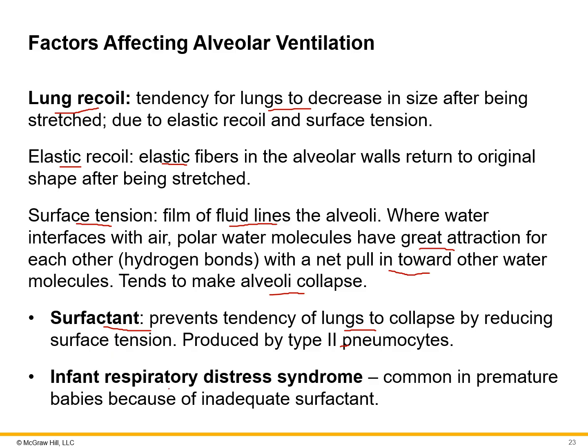And then we have what's called infant respiratory distress syndrome. This is common in preemies, premature babies, because their lungs haven't completely developed, especially the type 2 cells, so they don't have enough surfactant. Their alveoli are going to collapse, and they're going to have much more dead space, so they're not going to get enough oxygen to their tissues.